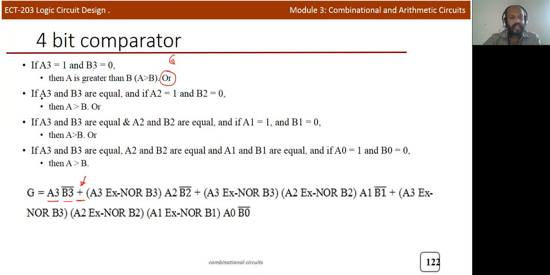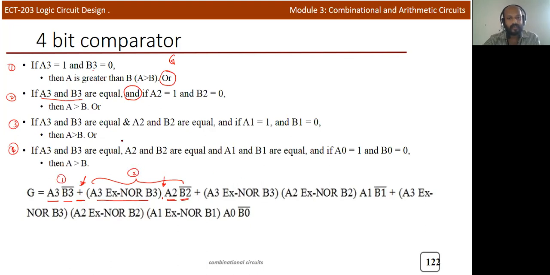Next case, we need to check whether A3 and B3 are equal. We can check A3 and B3 equality by using an XNOR gate. Here it is an AND function. And we need to check one more condition, A2 equal to 1 and B2 equal to 0. A2 equal to 1, so you write A2 here, B2 equal to 0 means B2 bar. Then you can say A is greater than B. So this is the first possibility, and this is the second possibility.